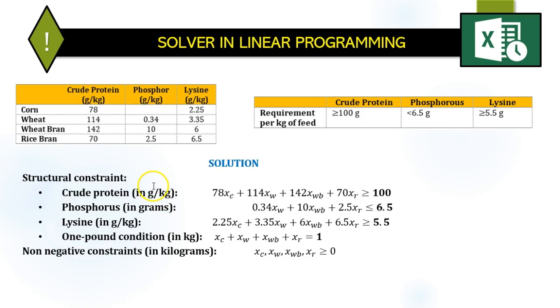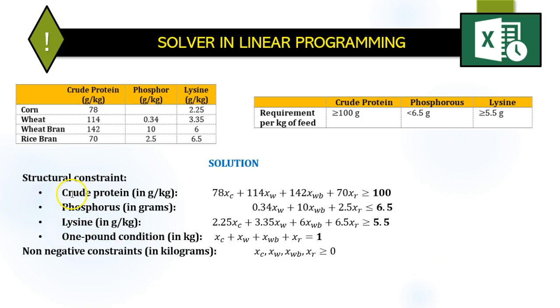In order to establish the structural constraints, we need to use the information given in these two tables. The first one provides the coefficients of the structural constraints, in which each of these numbers are the amount of nutrients present in each product. The second table provides the right-hand side limits, and these are the upper or lower bounds required of each nutrient.